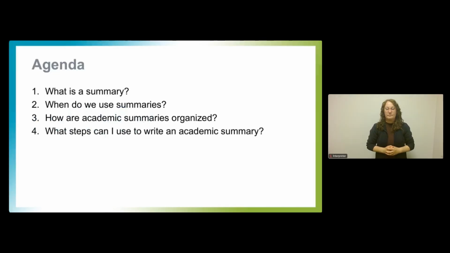The agenda today is we will look at the following questions. What is a summary? When do we use summaries? How are academic summaries organized? And what steps can I use to write an academic summary?